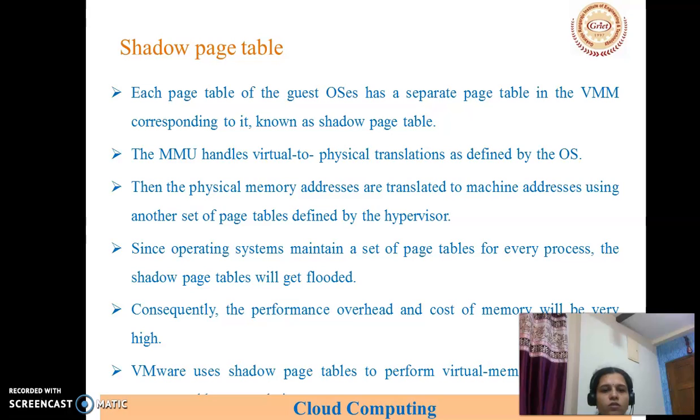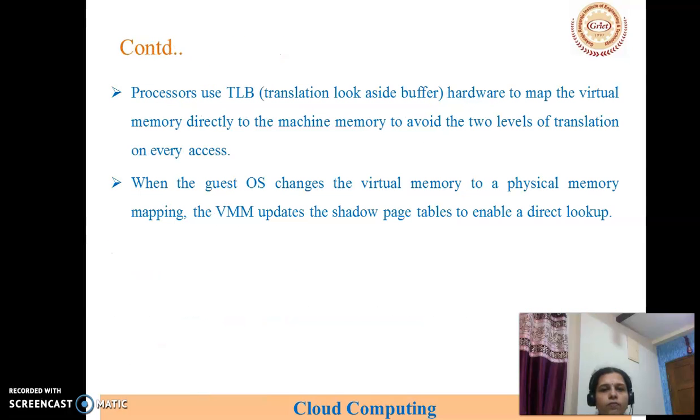Virtual machines use the shadow page table to perform the virtual memory to machine memory mapping. Here, the processor uses translation look-aside buffer hardware to map the virtual memory directly to the machine memory to avoid the two levels of translations on every access. When the guest OS changes the virtual memory to physical memory mapping, the virtual machine monitor updates the shadow table to enable the direct lookup.